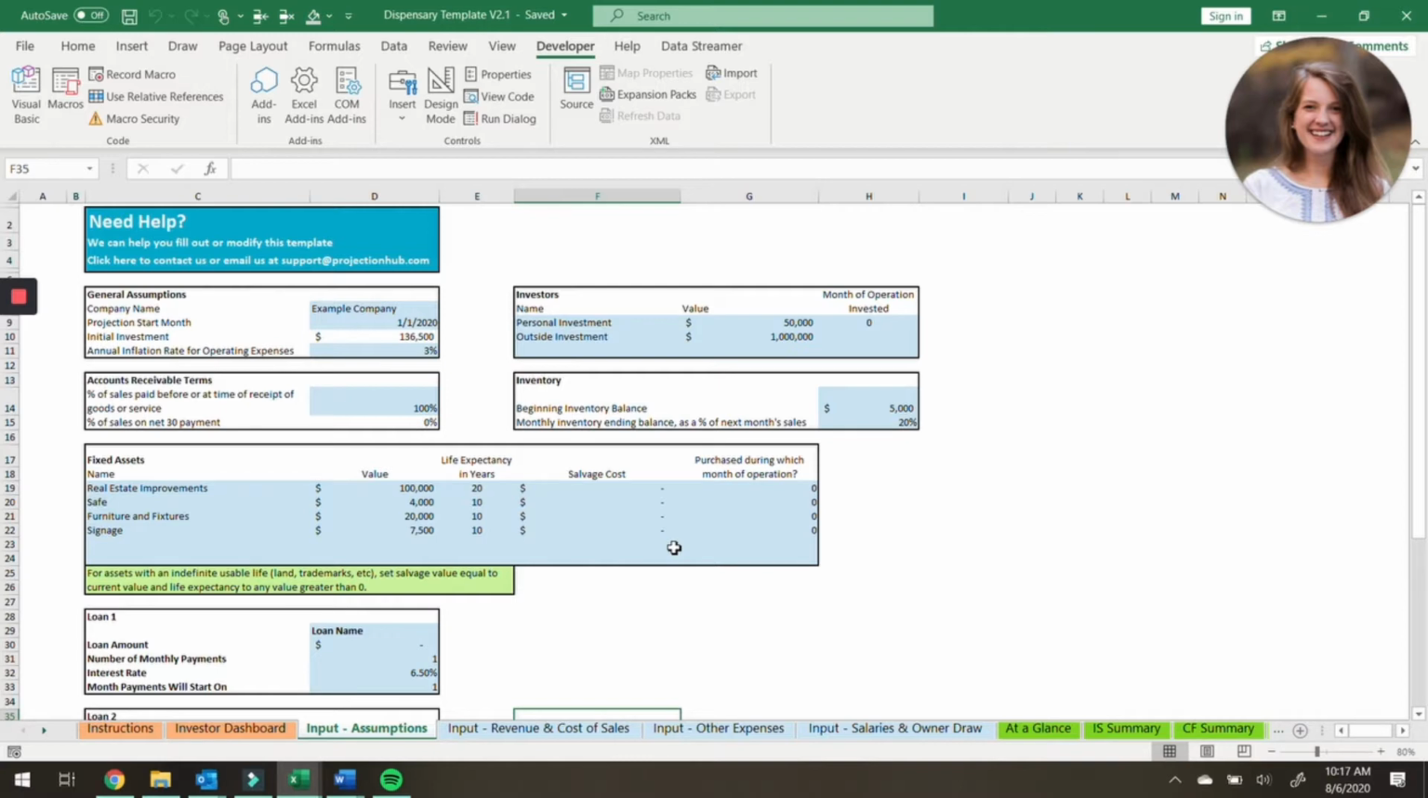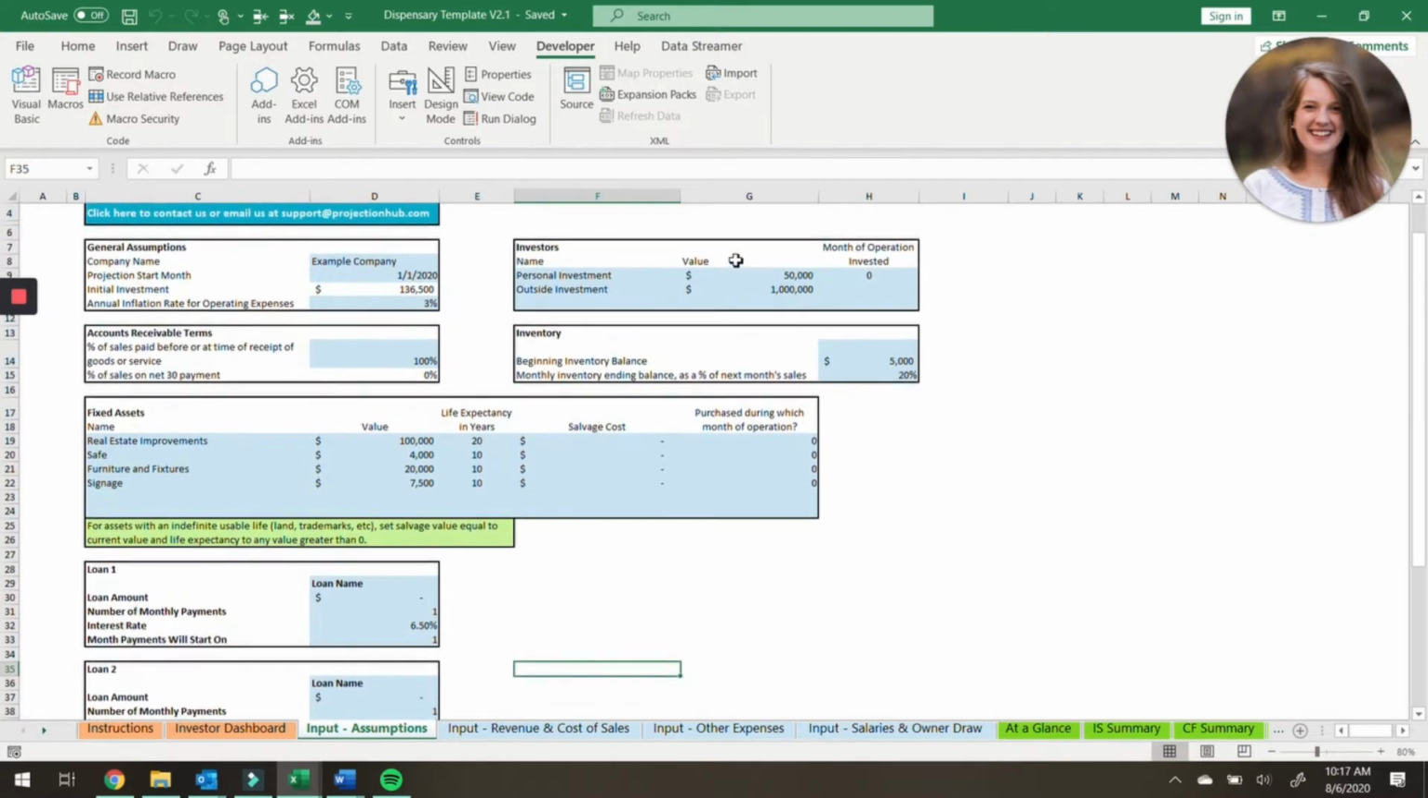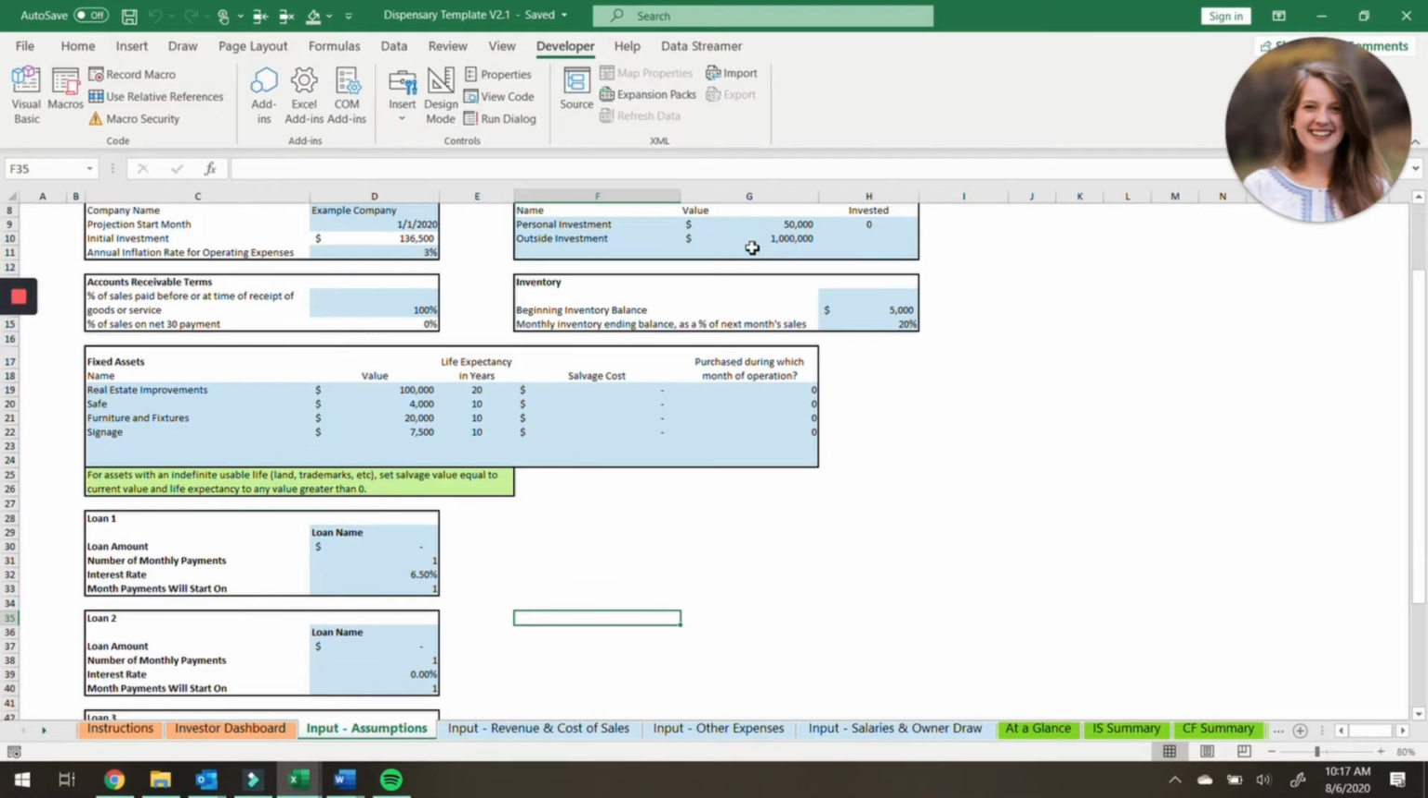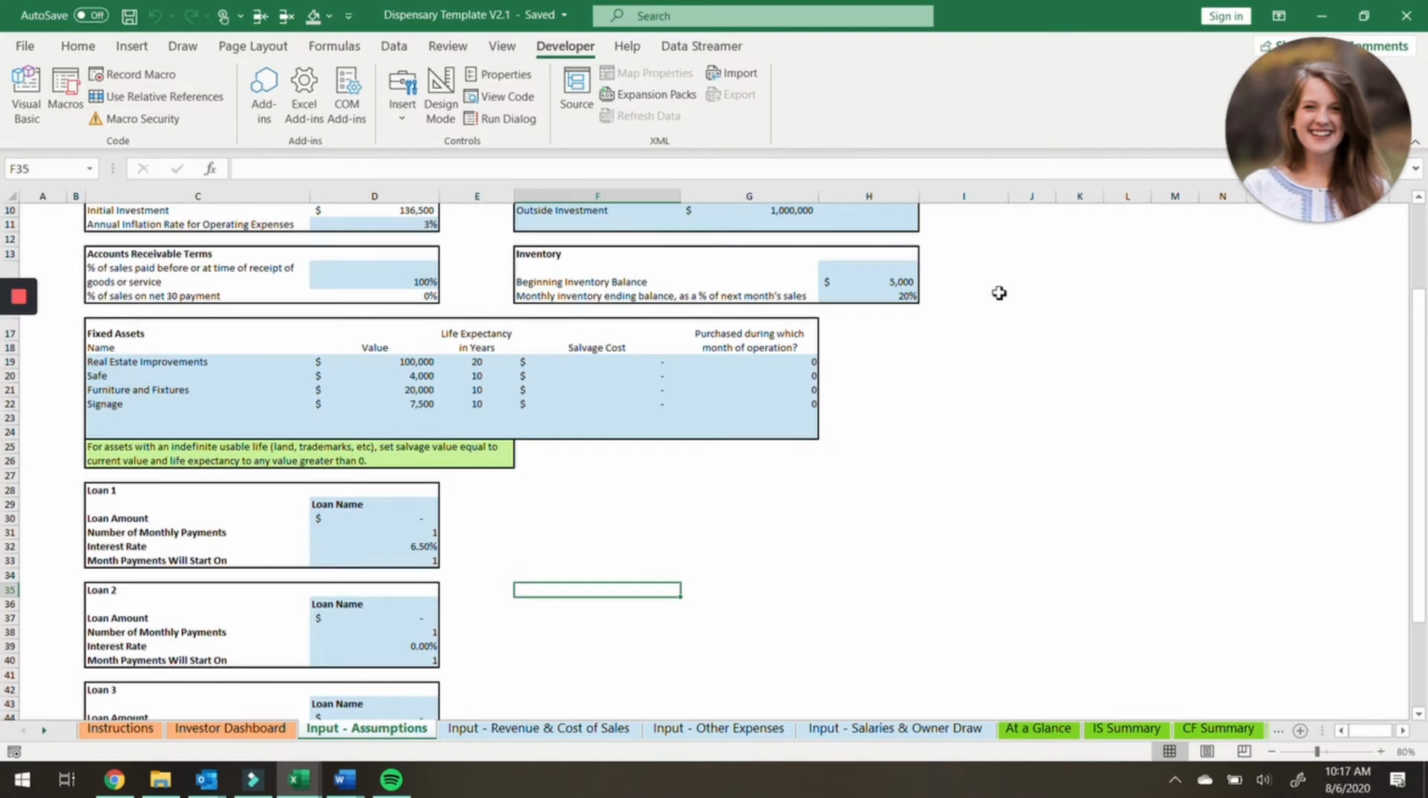So in the Input Assumptions tab, we're going to collect some assumptions to build out your balance sheet. We'll ask for a company name, projection start date, and that should be the first of a month. Investment amounts, either from personal investment or outside investment, sometimes crowdfunding is another source of investment funds, and that can go here. Accounts receivable terms, so if your customers are paying up front or if they're waiting to pay, you can enter those here. And then inventory balance, so 5,000 is going to be your first balance as shown here, and then your inventory will change with your sales.